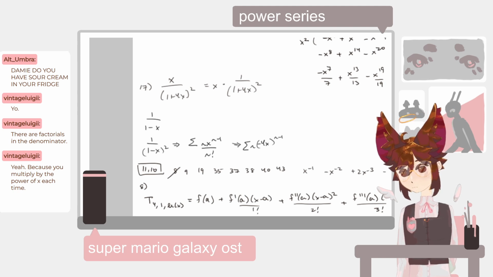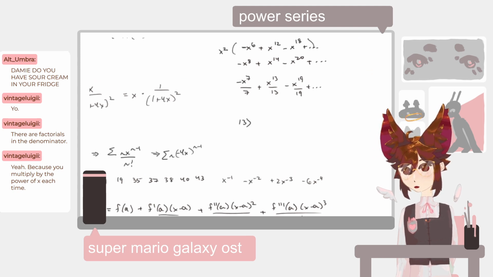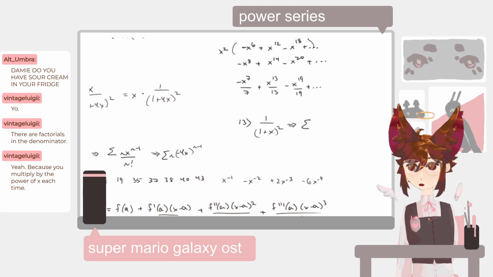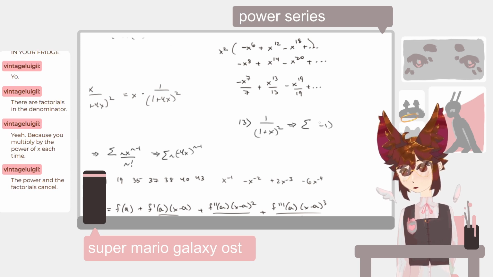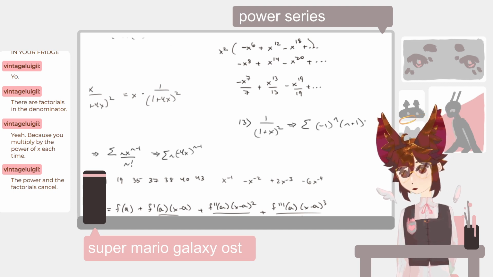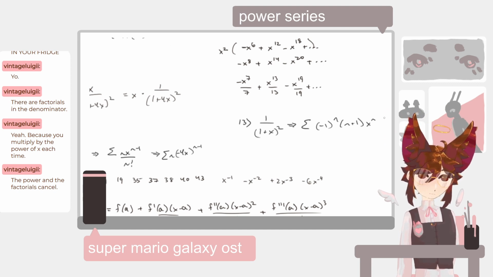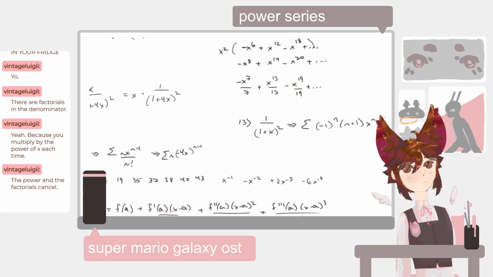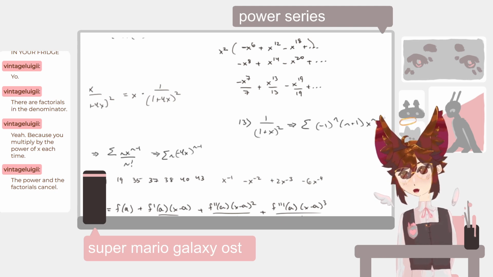Okay, this is what I'm confused about. So for 13, there's a different problem. 13, what they say the power series representation for 1 over 1 plus x quantity squared is equal to is negative 1 to the n plus 1 x to the n. The power and the factorials cancel. Because it's not derivatives, it's a Taylor series.